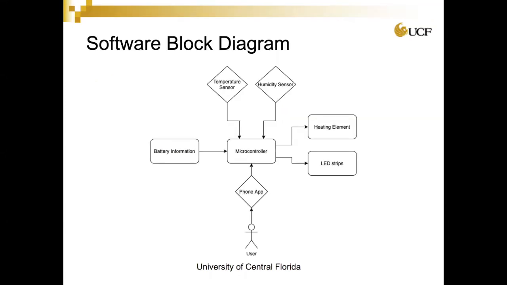This is the software block diagram for the heat square, showing the logic paths to and from the microcontroller to each element. The microcontroller takes inputs from the humidity sensor, temperature sensor, the battery, the phone app, and by extension from the phone app, the user who controls the phone app. Microcontroller sends outputs to the heating element and to the LED strips.